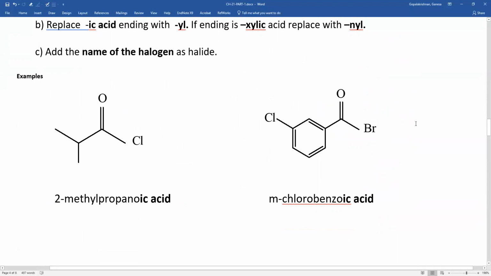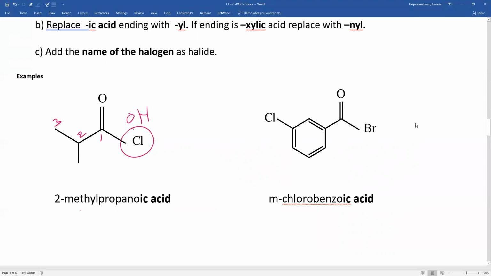So look at the first one. This is the Y group. Just imagine an OH in the place of the halogen. You see a carboxylic acid. That is the mother. Her name is 2-methylpropanoic acid. So this acid chloride is the daughter of that mother, 2-methylpropanoic acid. Say the mother's name is Susan. This is her daughter. How will you say Susan's daughter?